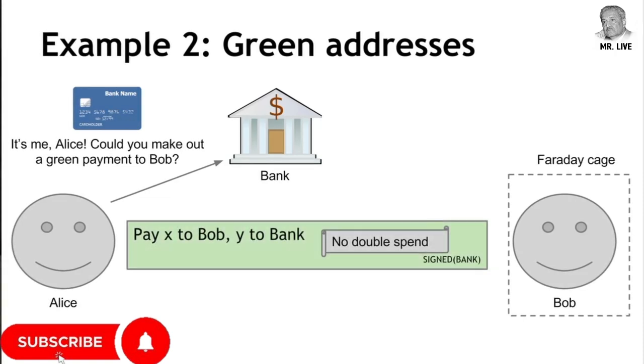And the bank will say, sure, I'm going to deduct some money out of your account and draw up a transaction from one of my green addresses over to Bob. So notice that this money is coming directly from the bank to Bob. Some of the money, of course, in a change address is going back to the bank maybe. But essentially the bank is paying Bob here from a bank-controlled address. That bank-controlled address comes with a guarantee that that money will never be double spent.